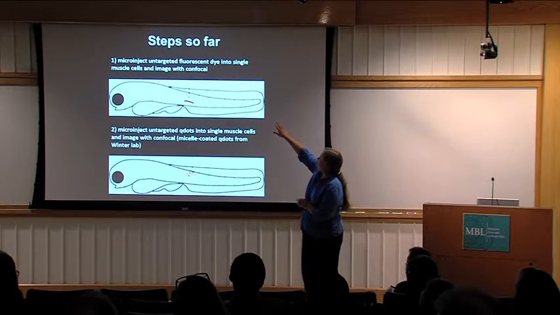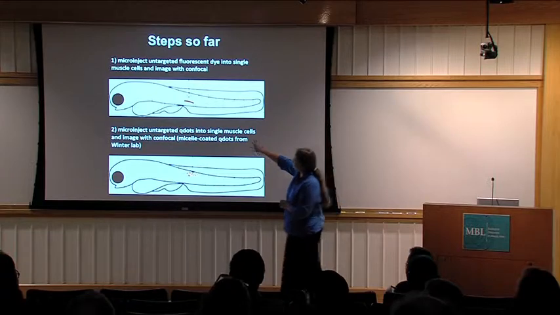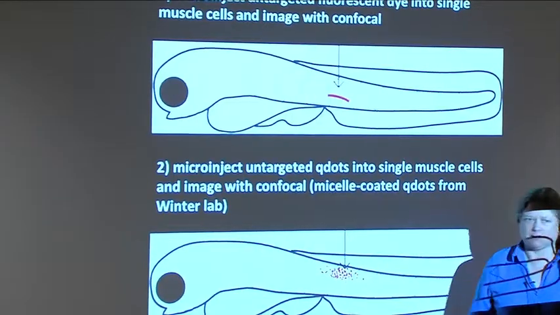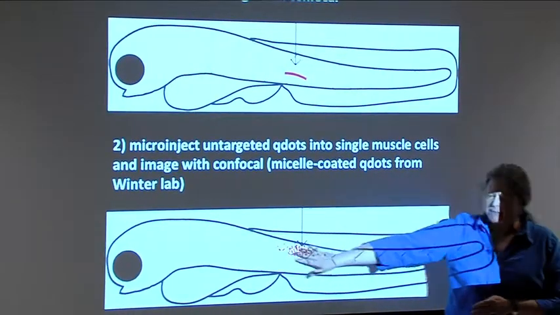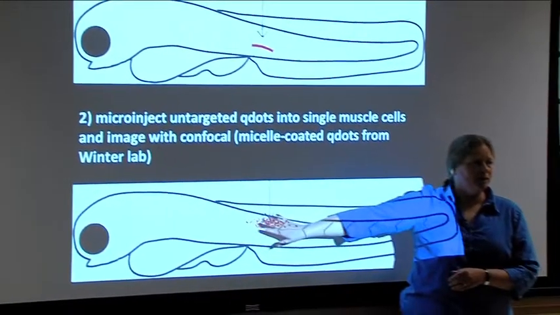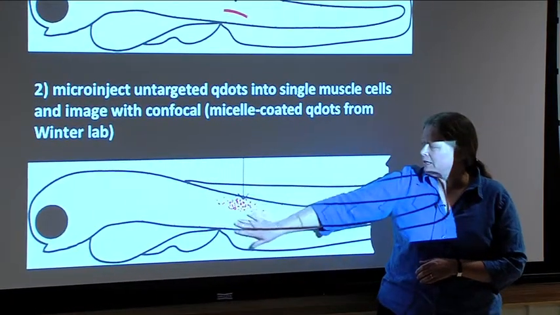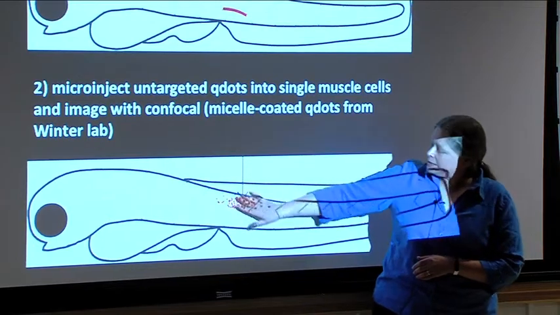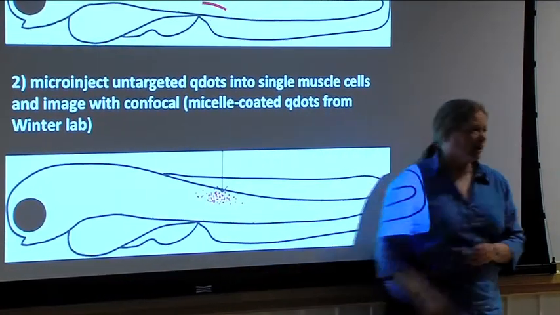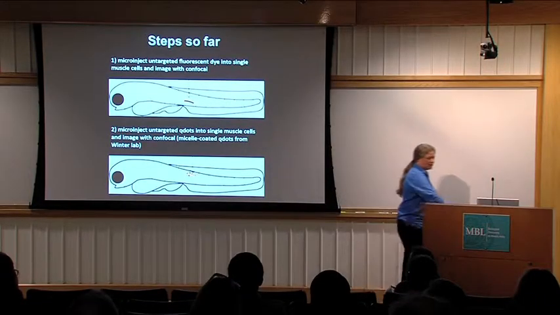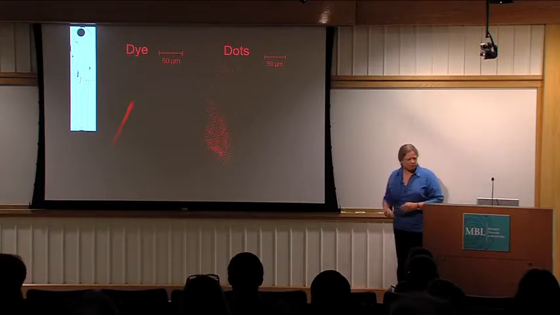We've microinjected untargeted fluorescent dye into single muscle cells. We've microinjected untargeted quantum dots into single muscle cells. And when we did this, we found that they tended to spread out a lot. This could well be just bad microinjection technique on our part. It could be the osmolarity of the injected solution, but it still allows us to look and see whether these quantum dots are intercalating into the myofilament lattice. So here's just how this looked in the confocal microscope.